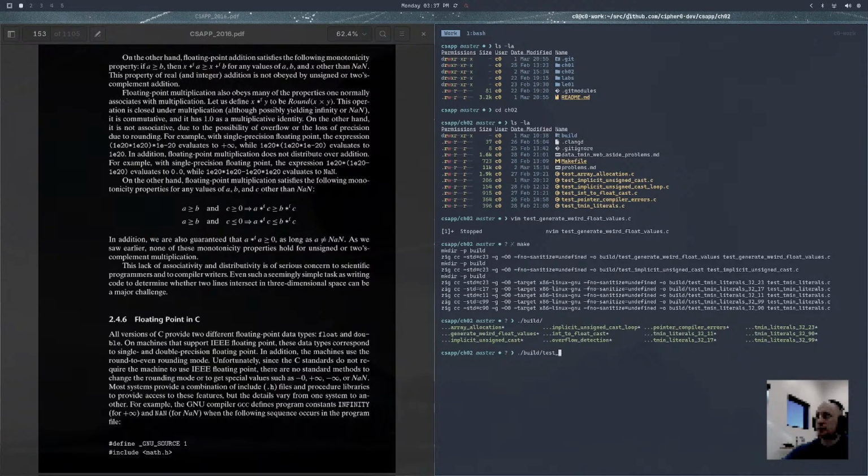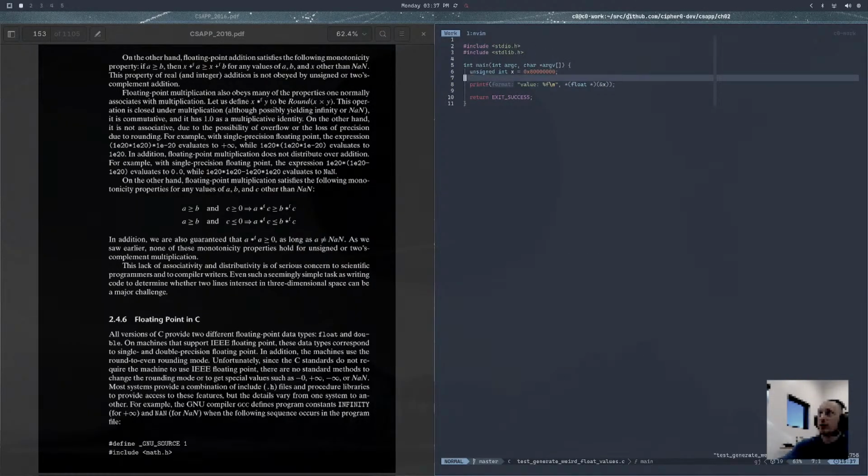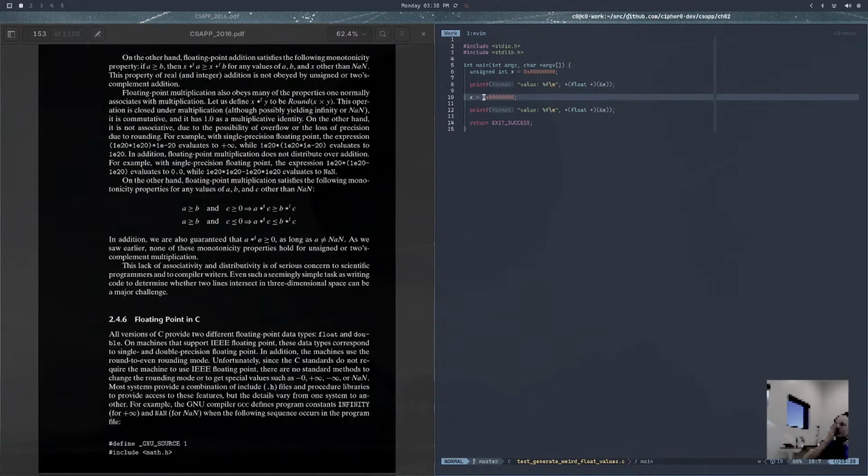And we run our build. What did I call it? Generate weird float values. So yeah, that got us our -0. So we can get -0 out that way. Now what we want to do is manipulate this x value, and we can then continue to print it out, and we just keep on reinterpreting it as a float.